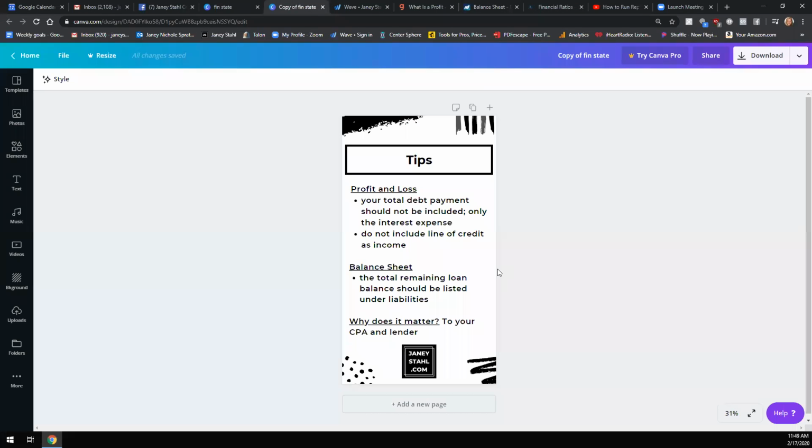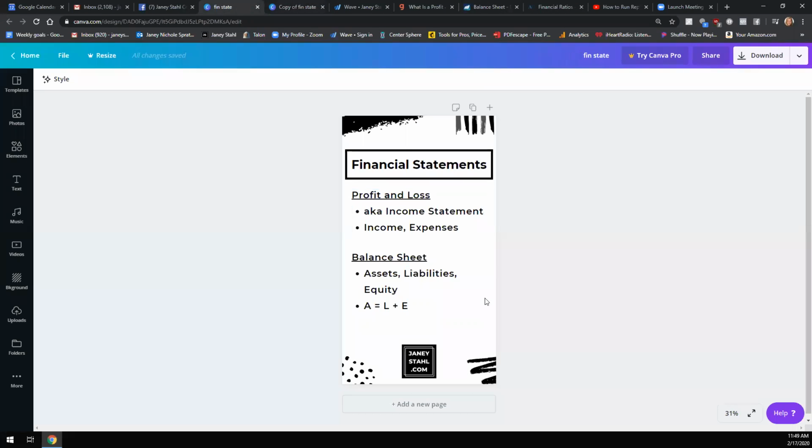The other financial statement that most businesses use is the balance sheet. So you have your assets, your liabilities, and equity. The simple accounting rule is your liabilities and your equity should equal your assets. So that's a quick check that you can always do to make sure that your balance sheet is in check.